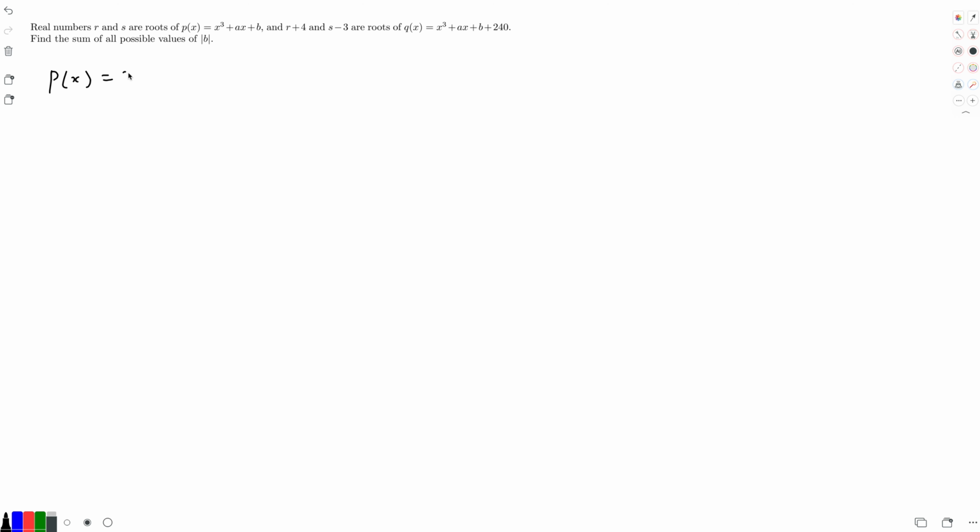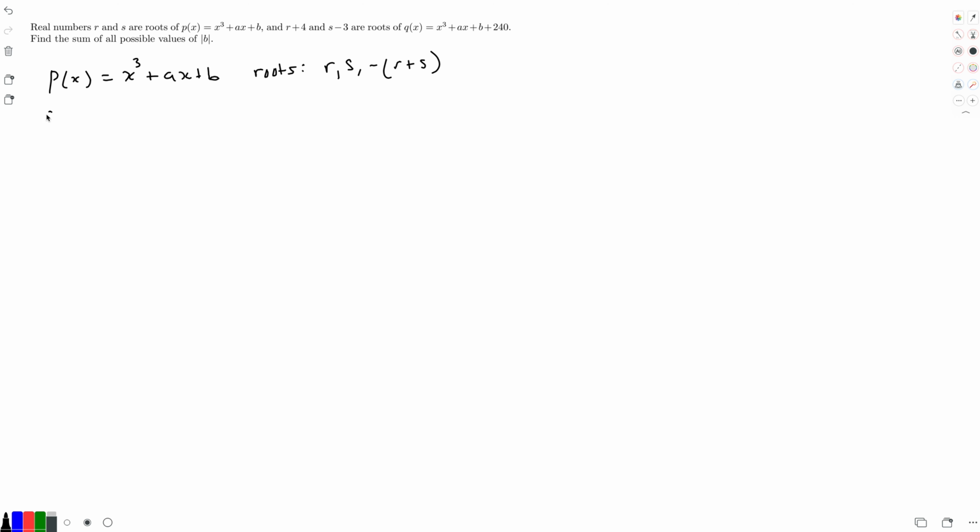p(x) is equal to x cubed plus ax plus b, and I know these have roots r, s, and by the fundamental theorem of algebra I know it has 3 roots. So how can we find the third root? You may immediately see that this has no x squared coefficient, therefore by Vieta the sum of the roots is 0, so we can conclude that the third root will be negative (r plus s).